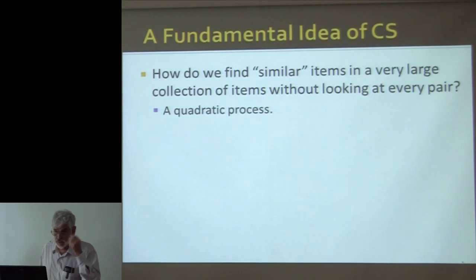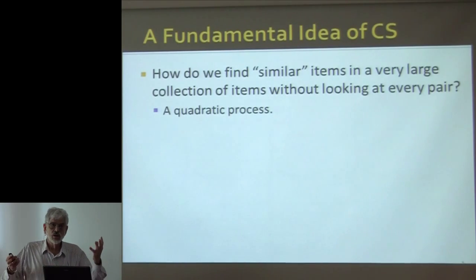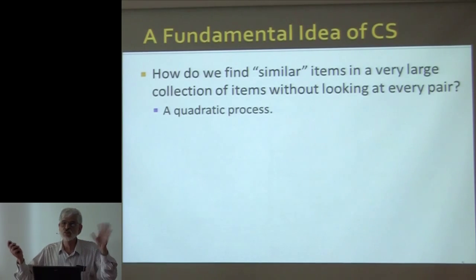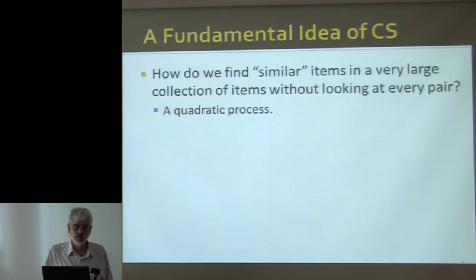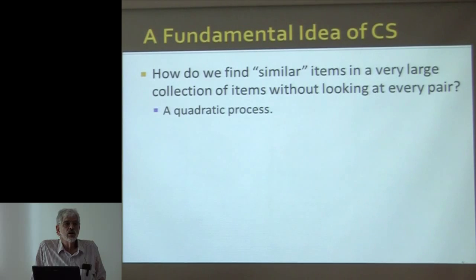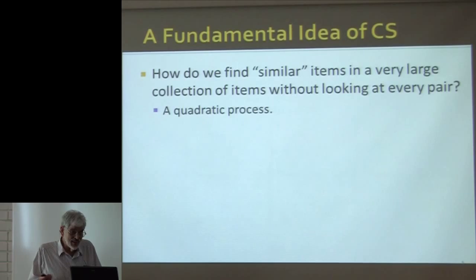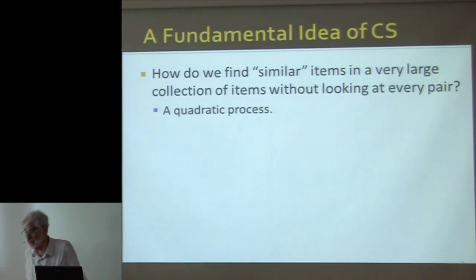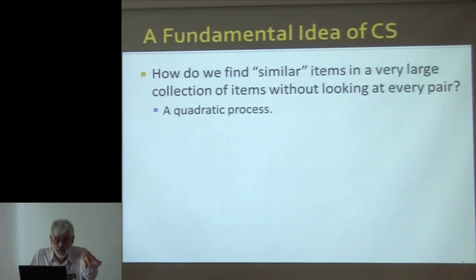Anyway, with locality-sensitive hashing, you have a large collection of items, and you want to find those that are similar. What similar means can be various things, but presumably there's some kind of distance measure that determines how close two items are. If you look at every pair, you've got a quadratic process. If you've got a million items, you've got 1 trillion pairs, or 500 billion pairs. And I don't care how many machines you have and how fast they operate, you can't really do 1 trillion things. So you've got to find some way of homing in on those similar pairs without just looking at every pair.